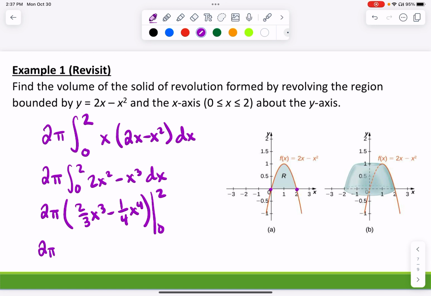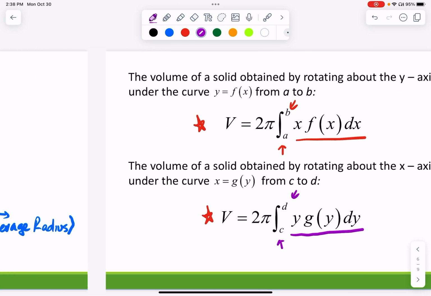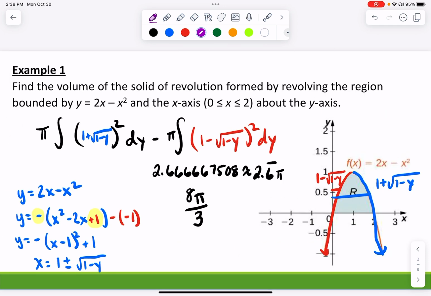So I have 2 pi times 2/3 times 2 to the third minus 1/4 times 2 to the fourth. And that all simplifies to 2 pi times 16 over a 3 minus a 4. Again, I don't know why I'm showing so much work. So that turns into 8 pi over 3, which, going back, is what we got on this first slide.